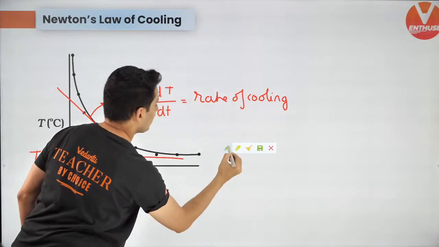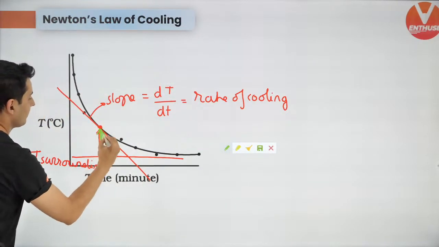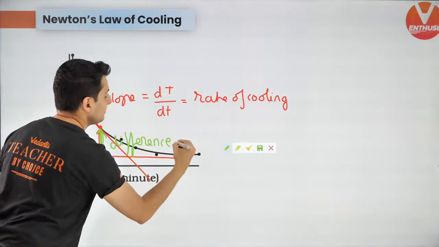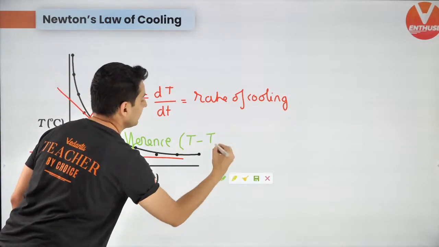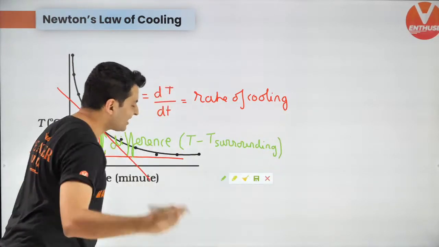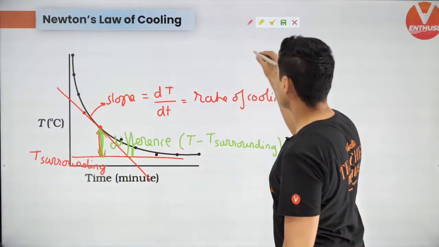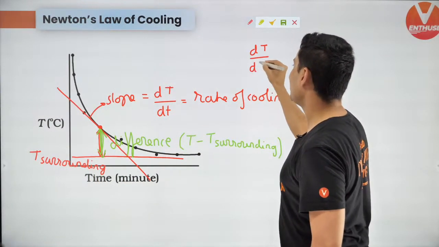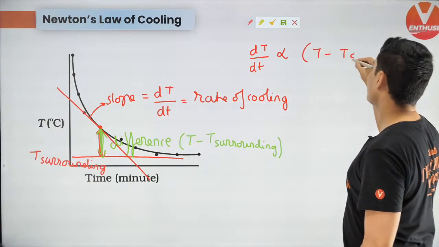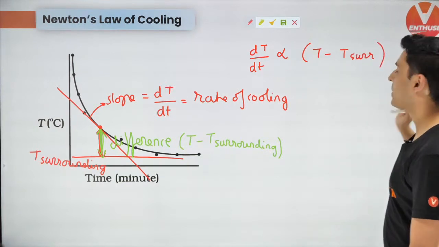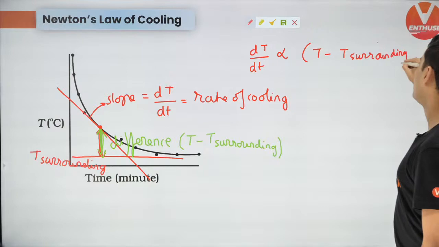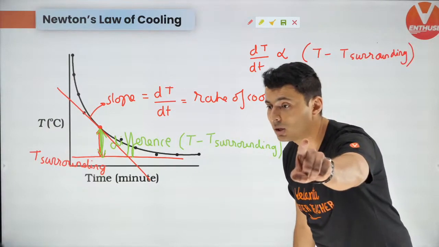Okay, this difference is basically current temperature minus surrounding temperature. And guess what? This rate of cooling, which is dT by dt, is directly proportional to T minus T of surrounding. Very, very important, T of surrounding. Keep this in mind for solving Newton's law related problems. Okay, very good.